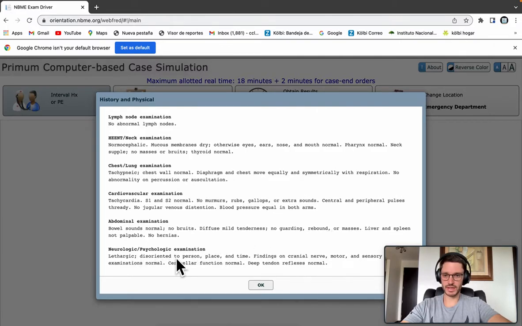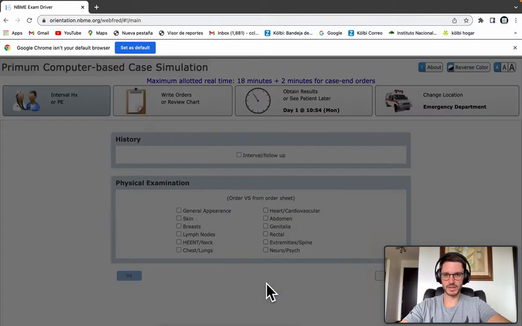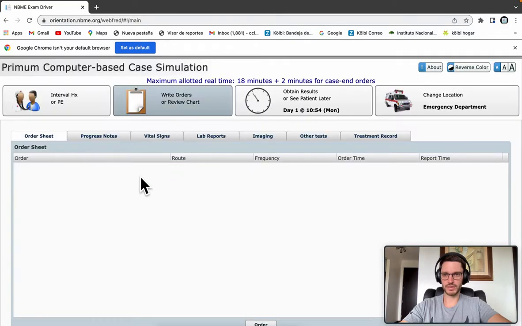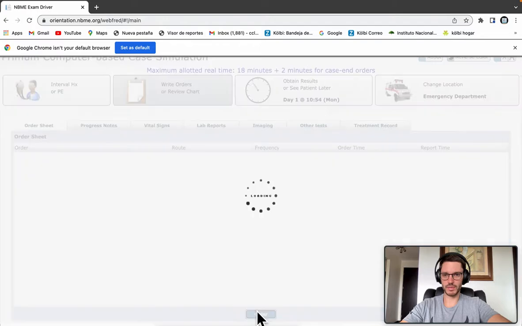And she's lethargic, disoriented. Findings on cranial nerve normal. Cerebellar function normal. Deep tendon reflexes normal, but she's lethargic. Okay, so this would be important to know her Glasgow Coma Scale. How is she functioning with pain? What's her stimulation results and all this, because we have to know if we have to intubate her. But since it's not that explicit, I'm not going to intubate her right now, so we'll give it a chance. We'll write the orders up first.